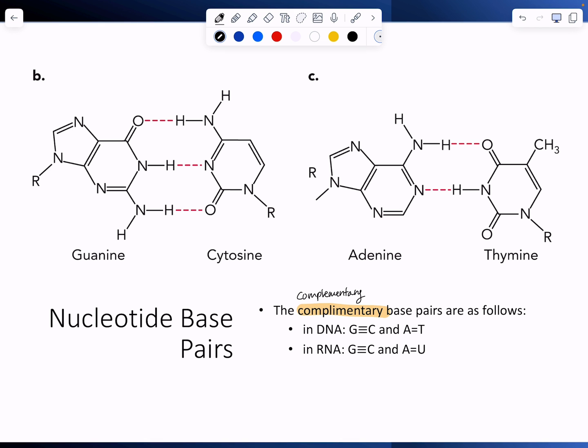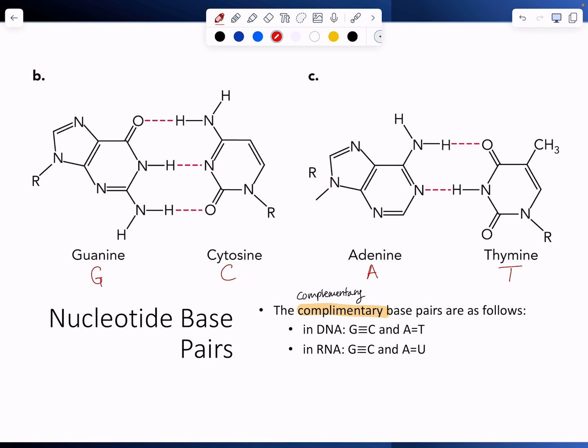So complementary base pairs means I always pair with a certain type of partner, right? So guanine, which we abbreviate as G, always pairs with C. And adenine, which we abbreviate as an A, always pairs with thymine, which we abbreviate as a T.